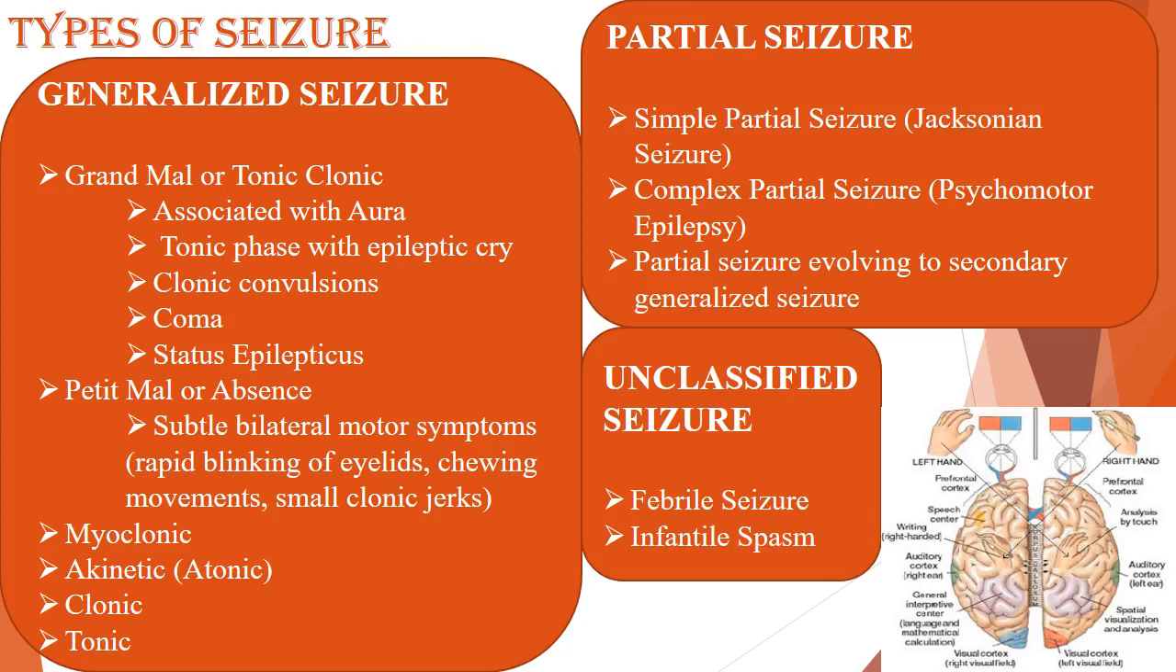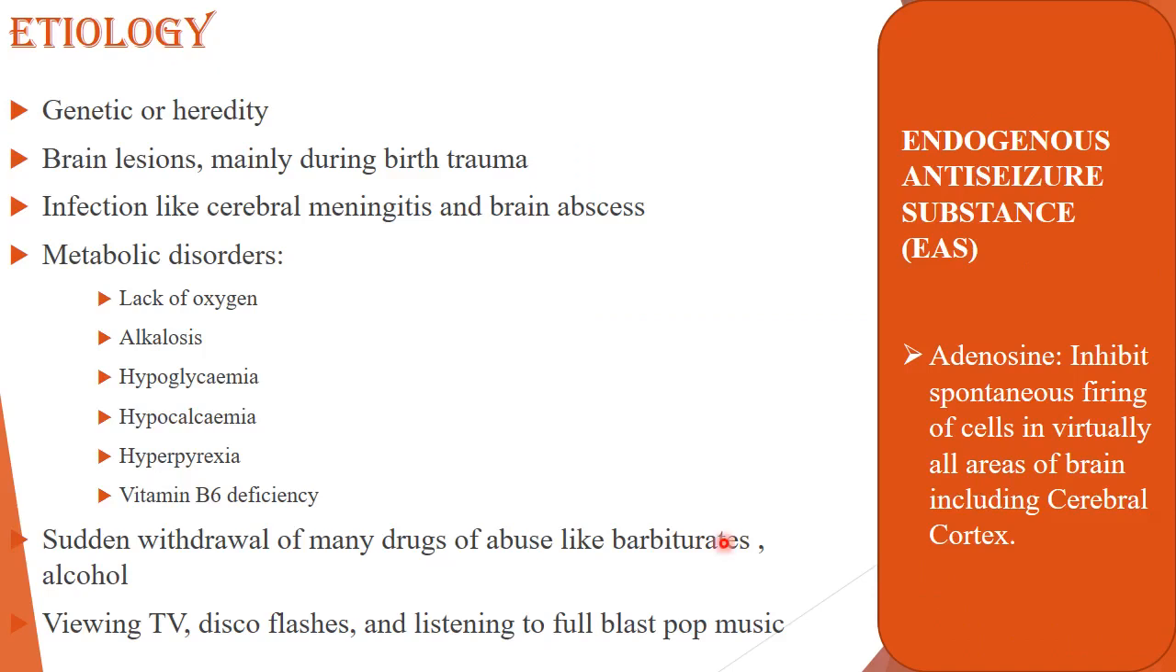Now this is all about the classification of the seizures, right? Come to the etiology. Etiology can be genetic or hereditary. We know brain lesions, mainly during birth trauma if there is any injury of the brain; certain infections like cerebral meningitis and brain abscesses; certain metabolic disorders like lack of oxygen, alkalosis, hypoglycemia, hypocalcemia, hyperpyrexia, vitamin B6 deficiency; sudden withdrawal of many drugs of abuse like barbiturates and alcohol; viewing television also, disco flashes and listening to full blast pop music can lead to seizures.